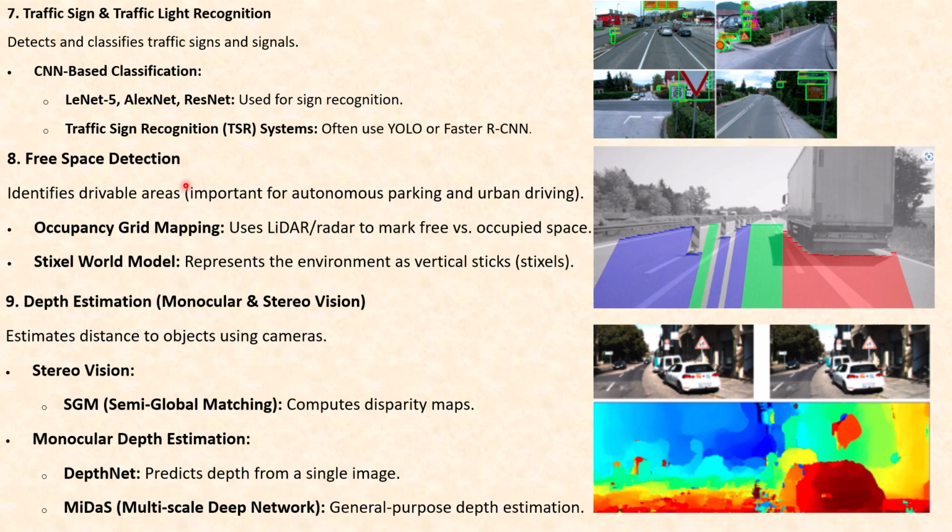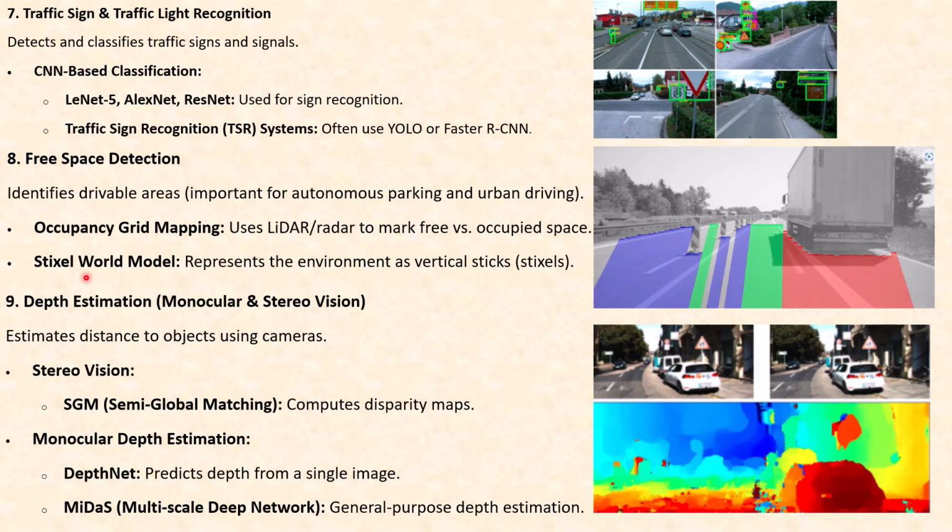Next is free space detection. This is very important when it comes to urban driving and also for autonomous parking. Most of the vehicles, even in India, are using this. For example, Skoda Rapid, Skoda Slavia, or Volkswagen Virtus are already using free space detection. And how do they do it? By occupancy grid mapping. It uses LiDAR or radar to mark free versus occupied space.